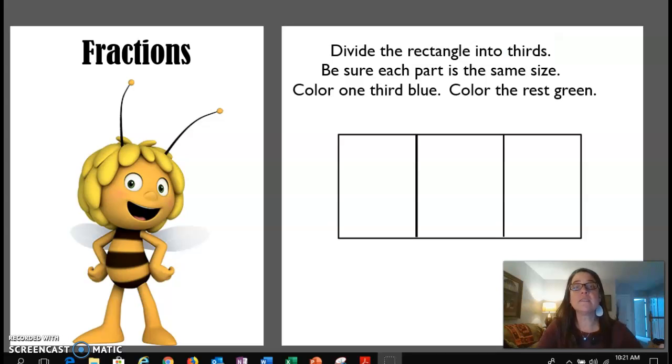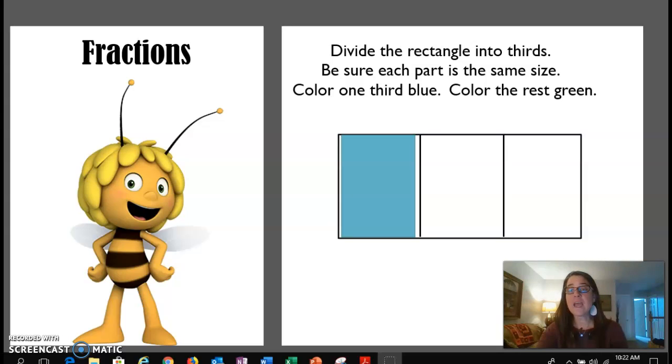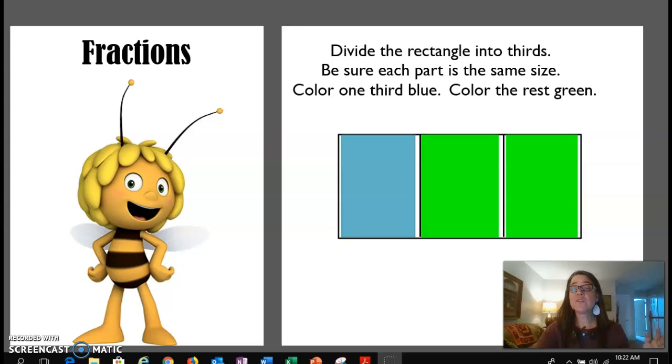So because it is saying to divide the rectangle into thirds, that means I need to split this rectangle into 3 equal pieces. So I have drawn a line inside that same rectangle so that I have 3 pieces that are the exact same size. The direction said to color 1/3 blue. So one piece out of 3 pieces altogether should be blue. 1/3 should be blue. And then color the rest green.